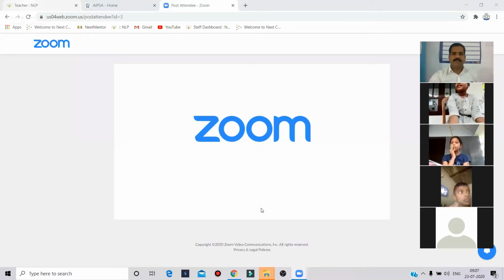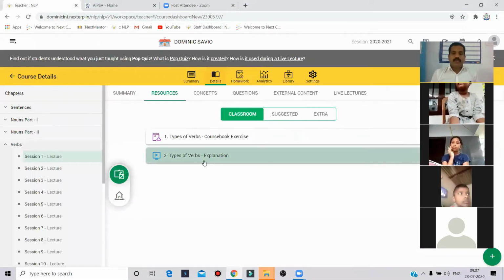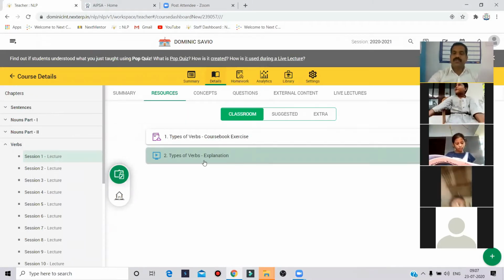Okay, today we are going to study about verbs. Please write down the topic, verb. In the last class, do you remember what we studied? Okay, so today we are going to study about the types of verbs. Please write down in your notebook the heading, types of verbs.